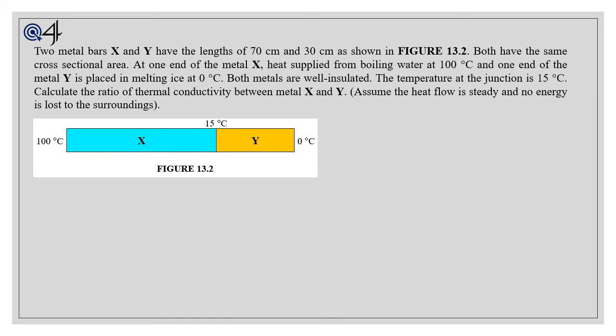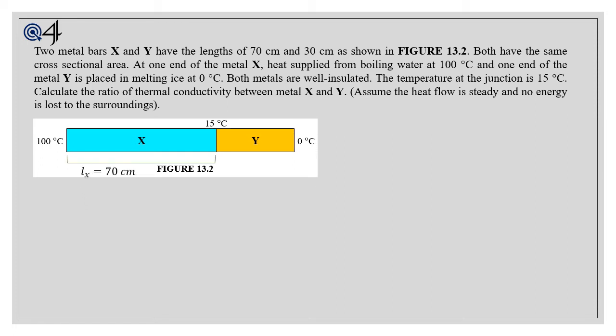Move on to the next question, question number 4. Two metal bars X and Y have the lengths of 70 cm and 30 cm as shown in figure 13.2. Both have the same cross-sectional area. At one end of the metal X, heat is supplied from boiling water at 100 degrees Celsius, and one end of the metal Y is placed in melting ice at 0 degrees Celsius. Both metals are well insulated. The temperature at the junction is 15 degrees Celsius. Calculate the ratio of thermal conductivity between metal X and Y. Assume that the heat flow is steady and no energy is lost to the surroundings.